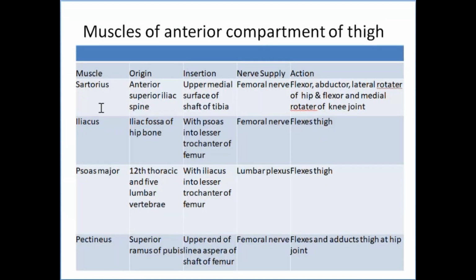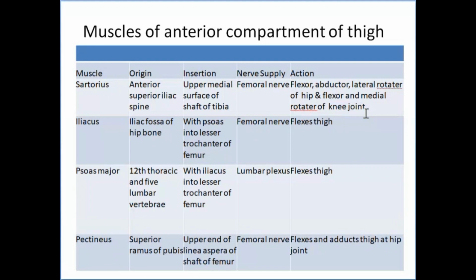Now we have the sartorius. It takes origin from the anterior superior iliac spine, and this is the largest muscle. You can see it is crossing the hip joint and also the knee joint, and it will be inserted over the medial surface of the shaft of the tibia. Because it is crossing both joints, its action will be flexion of the hip joint, then flexion and medial rotation of the knee joint.